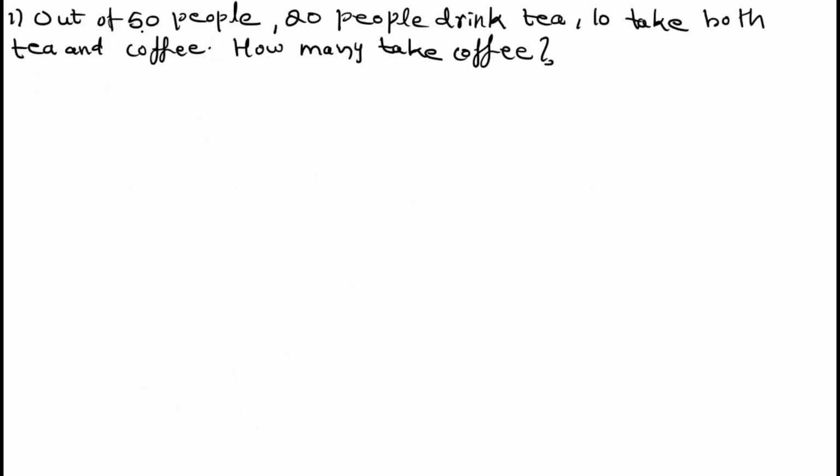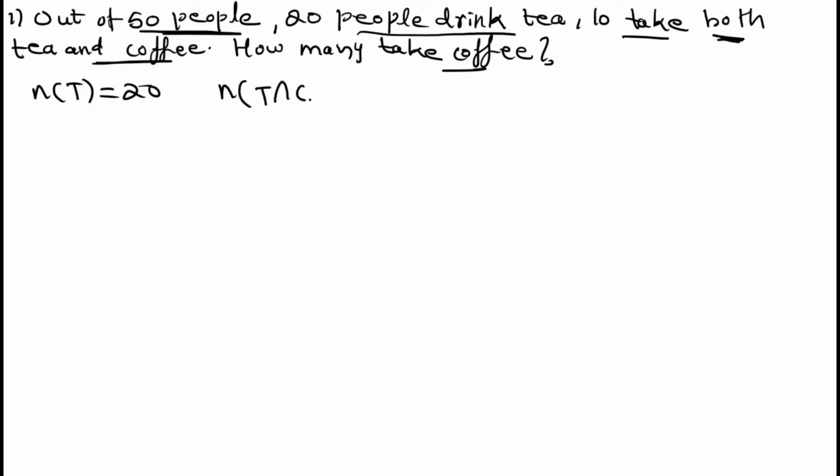Okay. Now see the first problem. Out of 50 people, 20 people like tea, 10 take both tea and coffee. How many like coffee? Okay. Out of 50 people given, total 50 people are there. 20 people drink tea. Here I'll take n of t is equal to 20, number given, right? 10 take both, so that means n of t intersection C, tea and coffee. Whenever both comes, that is intersection. n of t intersection C is equal to 10 is given.